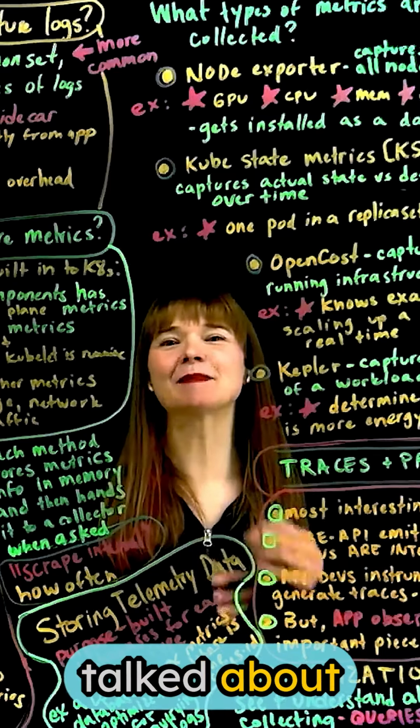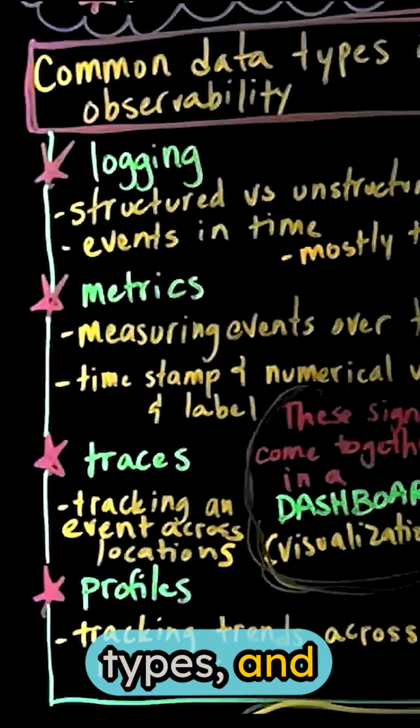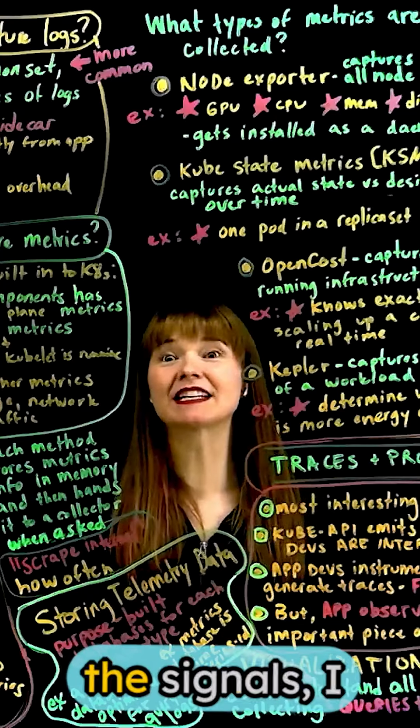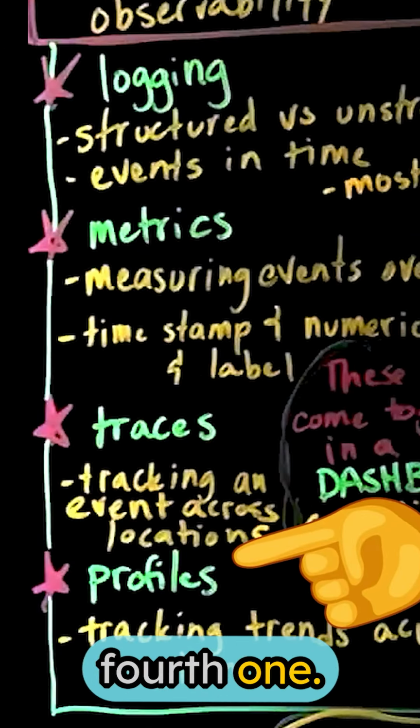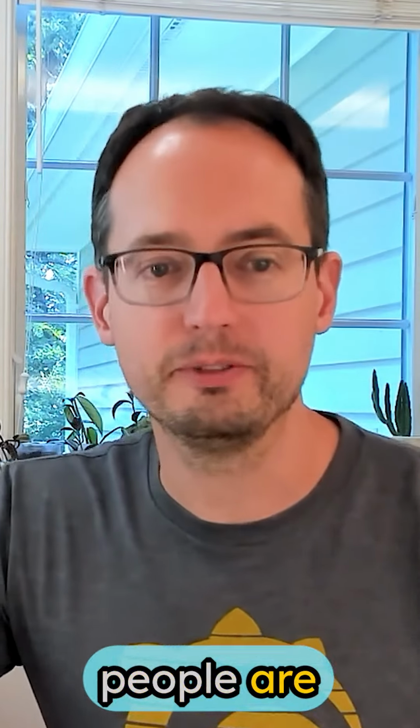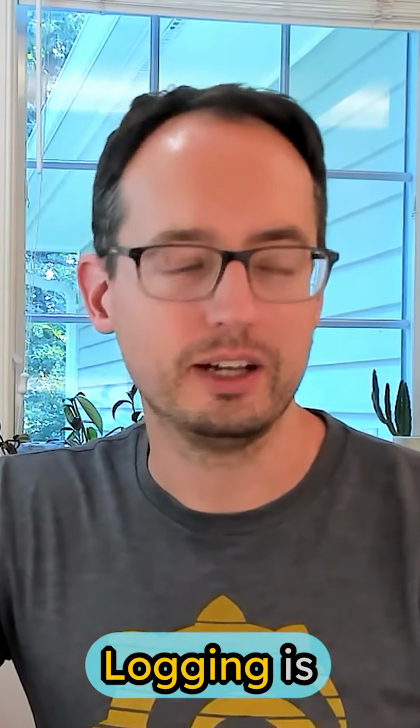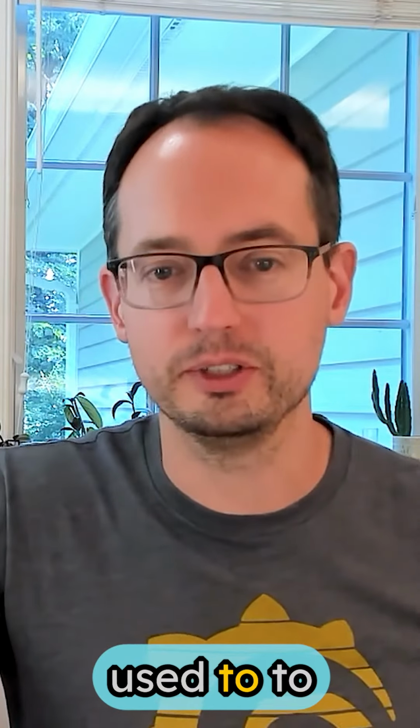So then we talked about the signals, common data types in observability. And when you talked about the signals, I wasn't familiar with 3 of them, but you put in a surprise 4th one. Yeah. So a lot of people are familiar, especially with logging. Logging is something that we're all very used to creating.